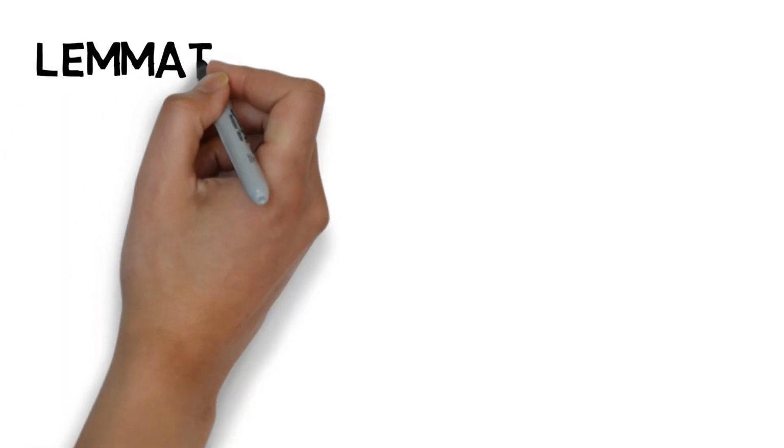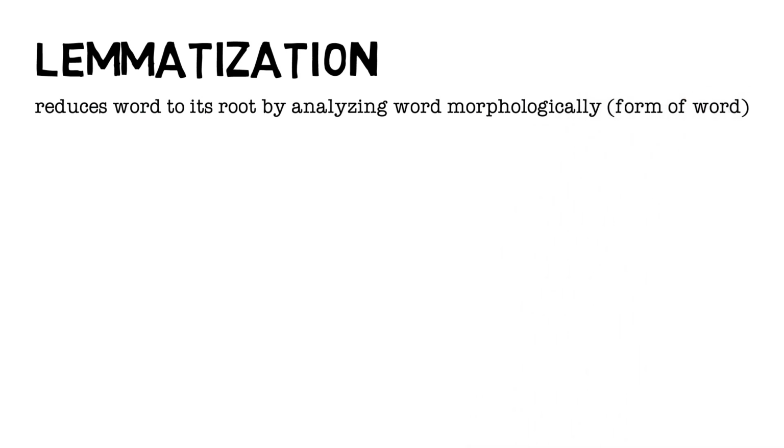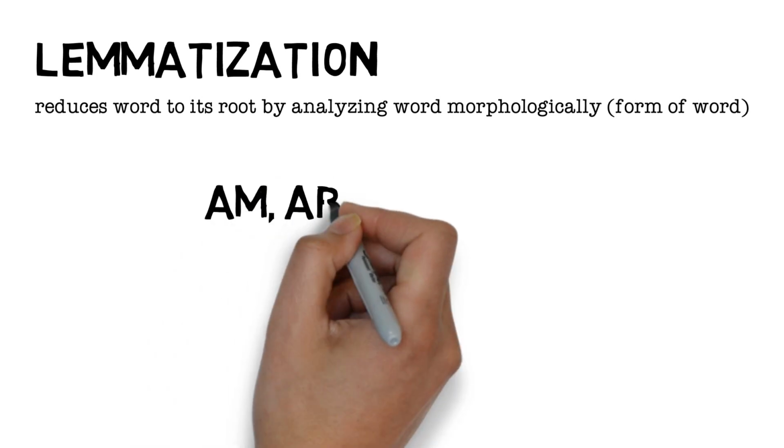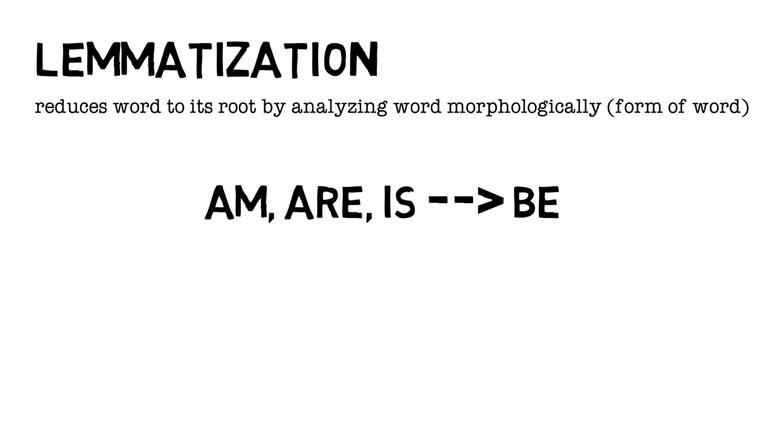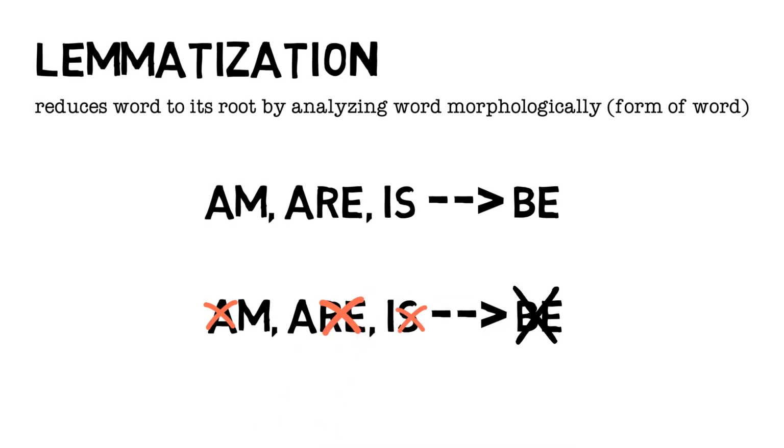Instead of chopping off beginnings and endings, lemmatization reduces a word to its root form by analyzing the word morphologically. Let's take a look at what this means. So if I have the words "am," "are," and "is," the root form of these words is "be," which can be observed through lemmatization. Stemming, on the other hand, would not have been able to figure this out, as chopping off any letters would not have outputted "be."